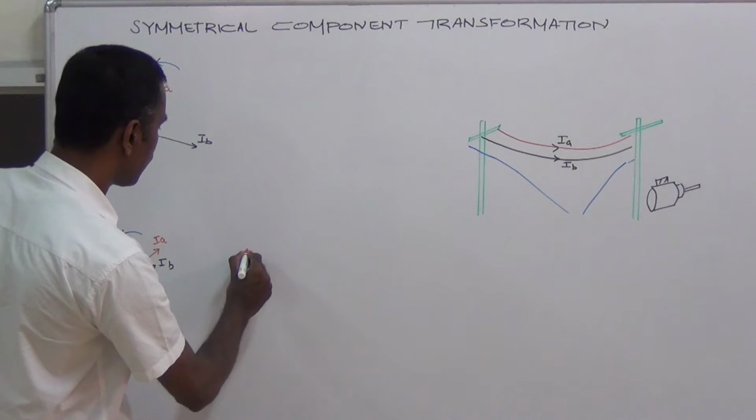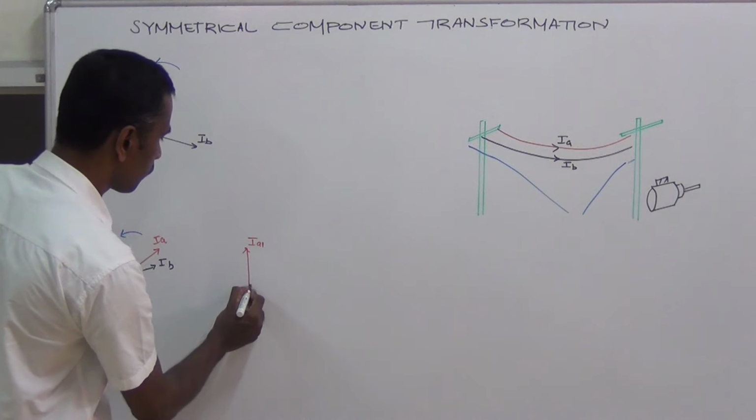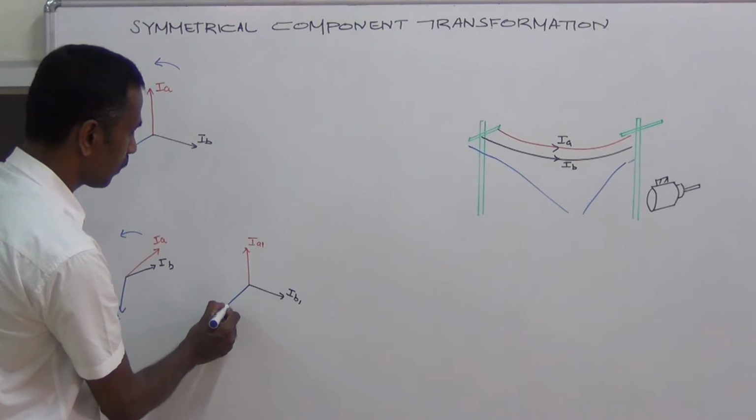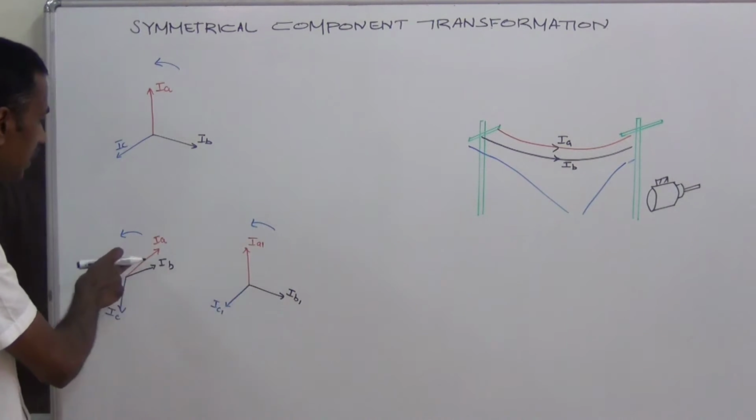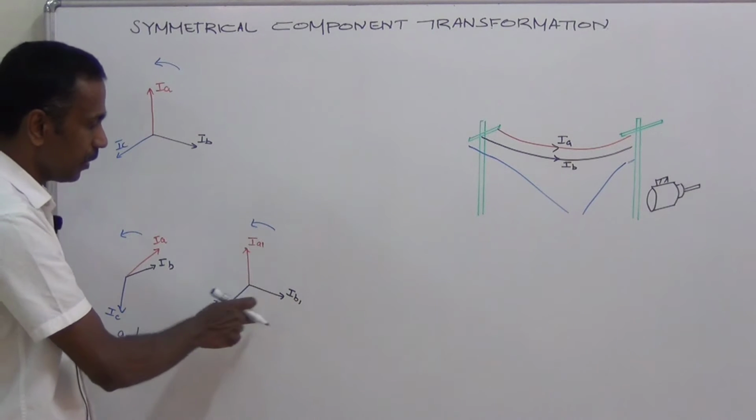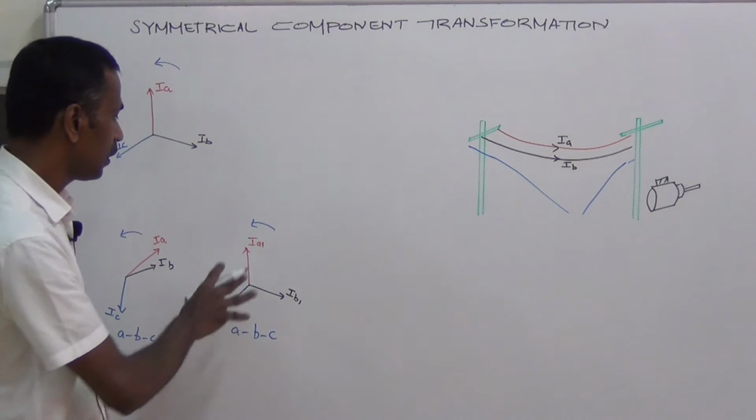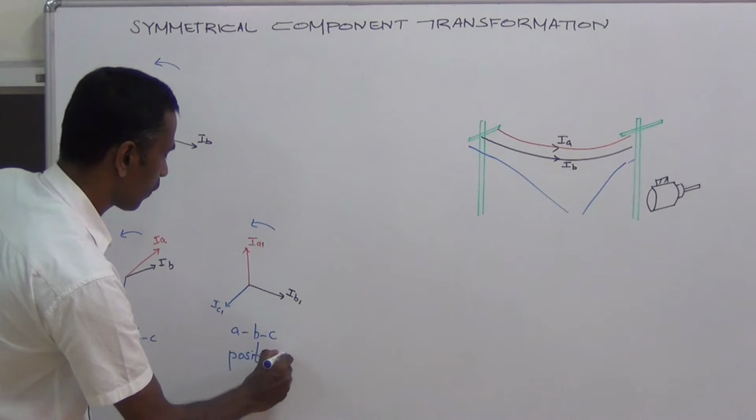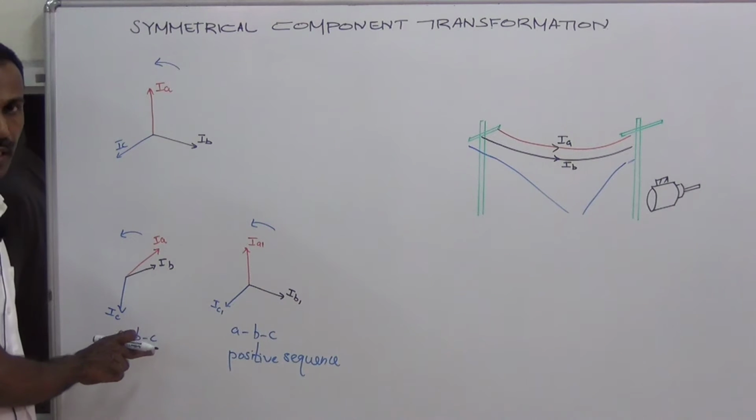This is the first set of balanced vectors: IA1, this is IB1, this is IC1. They also rotate in the same direction as the original unbalanced vectors. Here the phase sequence is A, B, C. These vectors also have the same phase sequence A, B, C. So we call these vectors positive sequence vectors, which have the same phase sequence as the original unbalanced vectors.